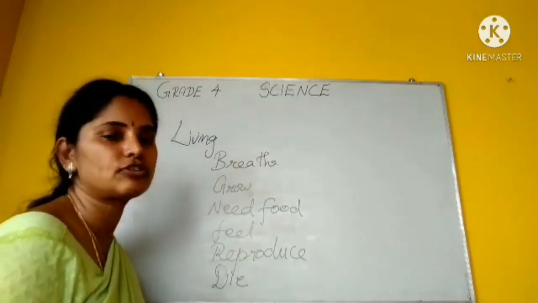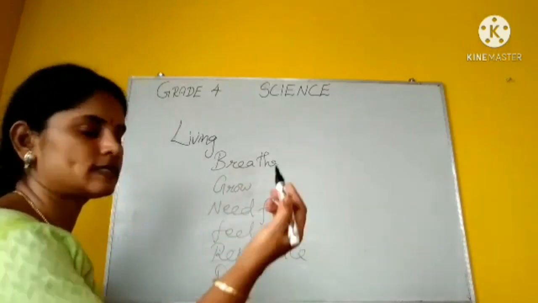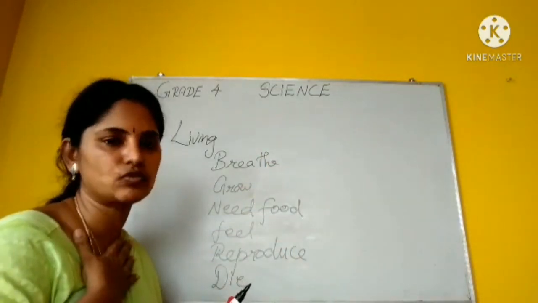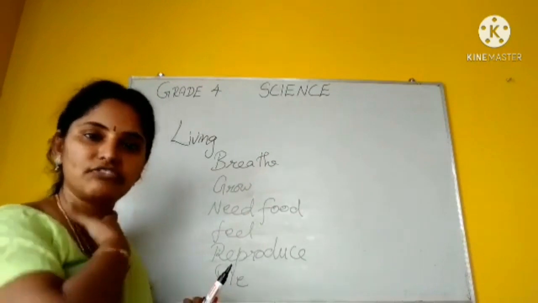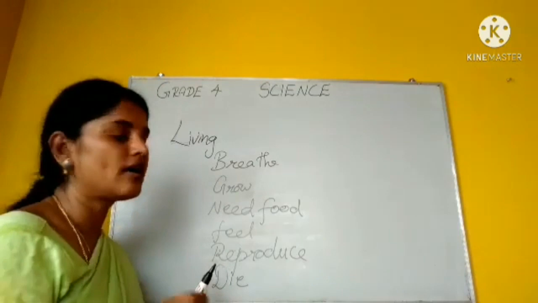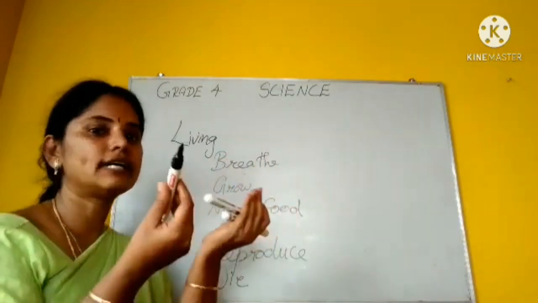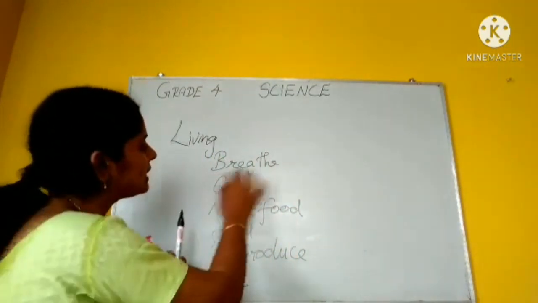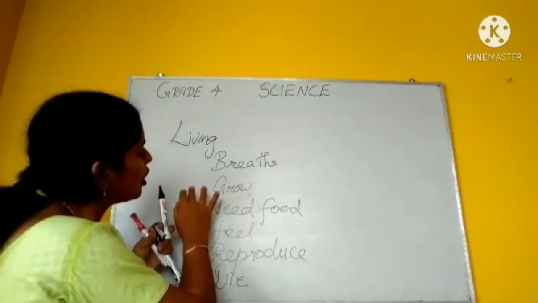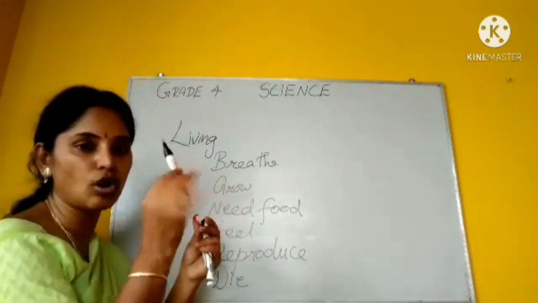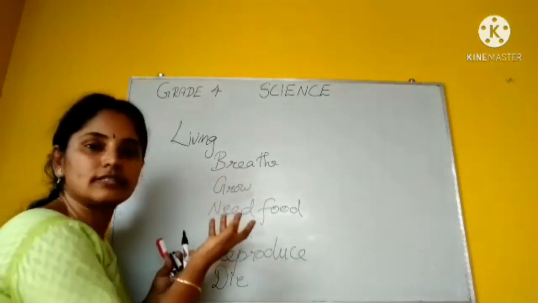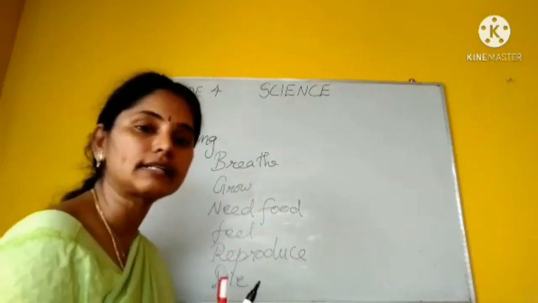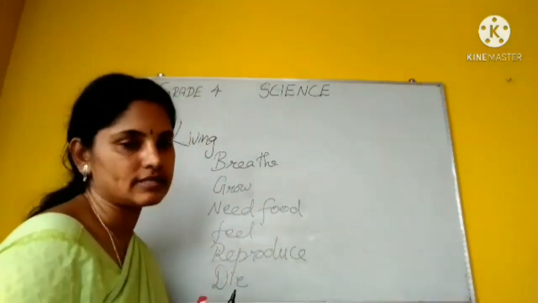What are the characteristic features of non-living things? This pen, this board, these are all non-living things. We are all living things. We grow, we feel, isn't it? We need food, whereas these non-living things don't need anything. Non-living things do not breathe. Non-living things do not grow. Non-living things don't need food. So these are the characteristics of non-living things.